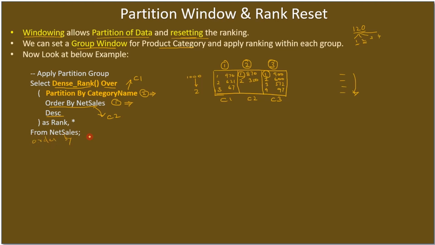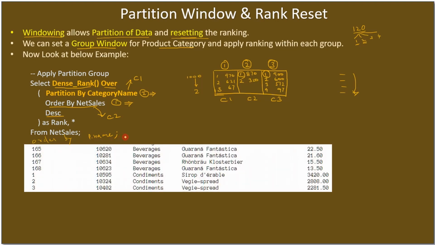Say ORDER BY, if I say product name, then this is also a sorting. After doing all this calculation and arranging the data, you will get the net result ordered by product name. And here is a sample output. In the sample output, you can see the rank keeps on increasing, because the product name is beverages here.